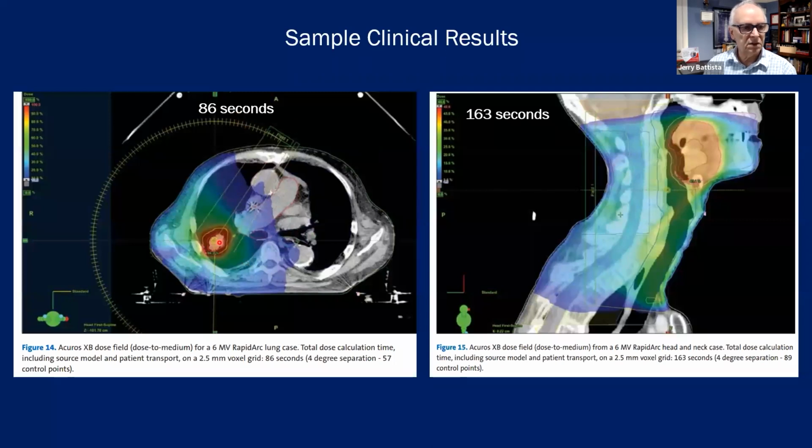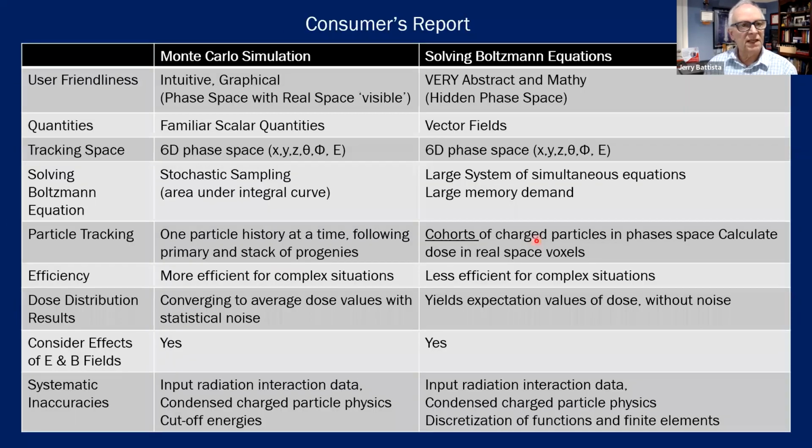86 seconds for this lung treatment, RapidArc 6 MV, and here we go for another one, a head and neck case, in 163 seconds. These are remarkable achievements. Okay, what's the state of the art?